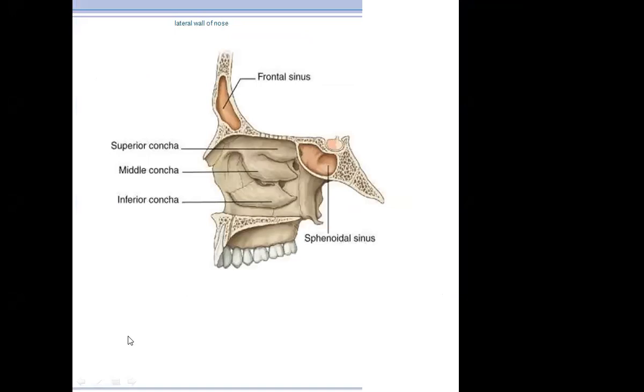Here you can see the three conchae: superior concha, middle concha, inferior concha. These are shelf-like bony projections directed downwards and medially.